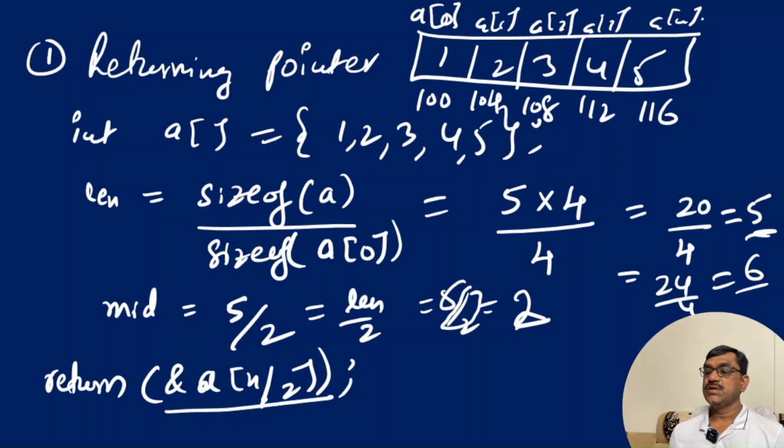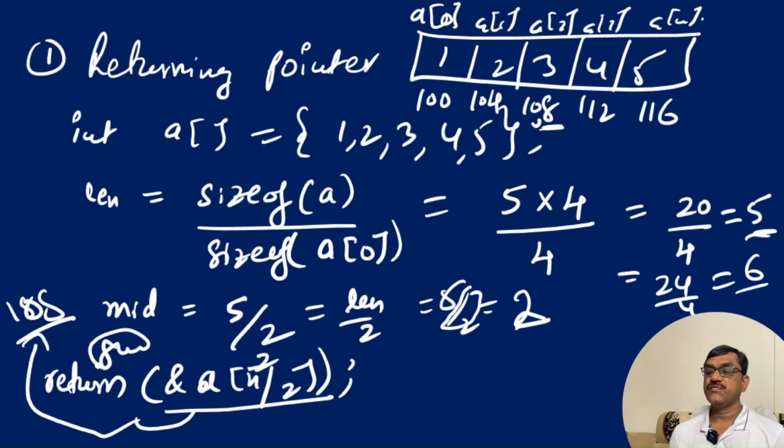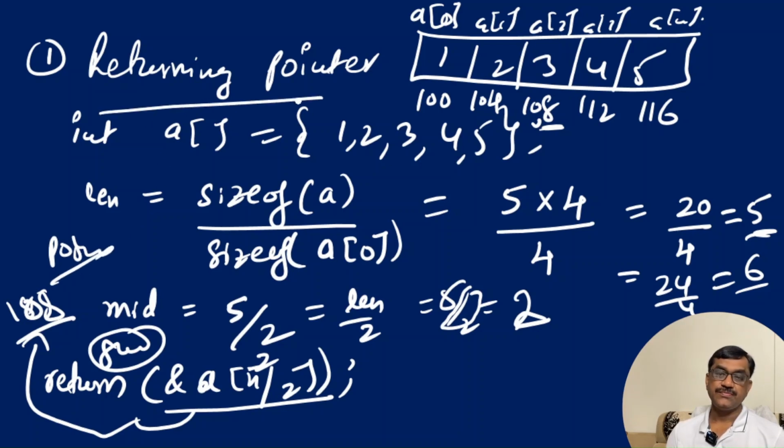N by 2, we said, is 2, so this is ampersand of a of 2. We got ampersand of a of 2. How much? 108. We are returning 108 from the function. Assume that we have some function and this function returns 108. So that's why before this function we have to write the return type as a pointer. This is about returning a pointer.